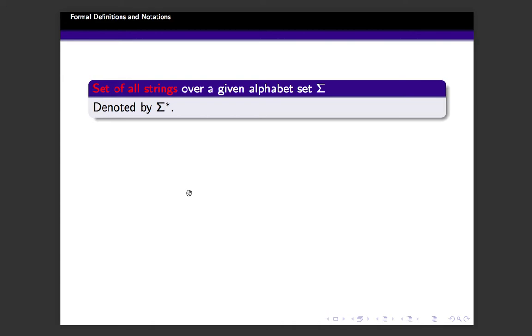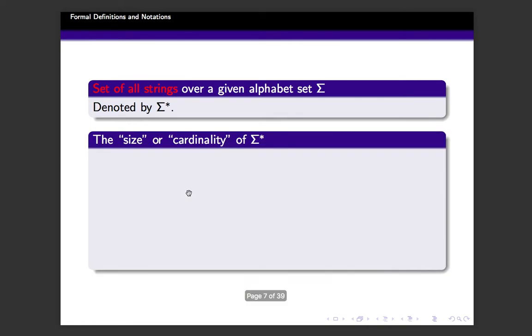Now, look at the set of all strings over a given alphabet set. Given an alphabet set sigma, sigma star denotes the set of all strings possible on sigma. You can see examples, but there is an interesting question. Sigma star being a set, what is its cardinality? We know that sigma is a set of symbols, and sigma star is another set, which is the set of all strings over sigma. The question is, what is its cardinality?